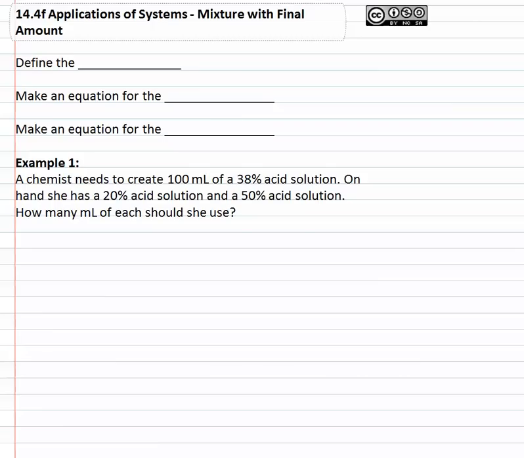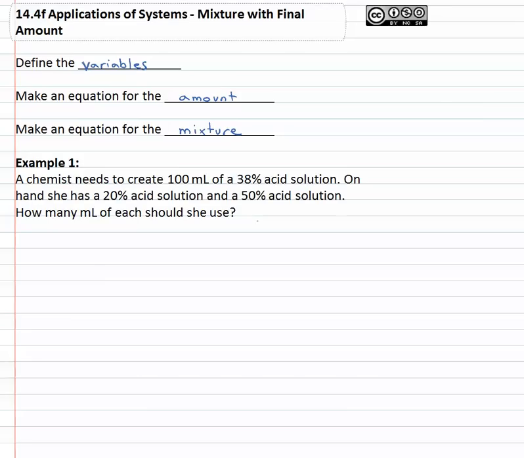In this video, we're going to take a look at mixture problems where we know the final amount. As is always the case with an application problem, it's important we start by defining the variables. We need to know what the answer x equals 7 means in terms of the problem we're working with. Once we've defined the variables, we can then make an equation for the amount of stuff we have, and then another equation for the mixture we're creating.